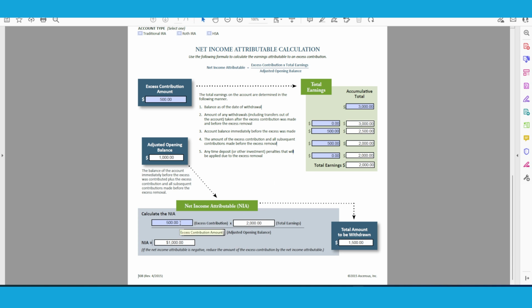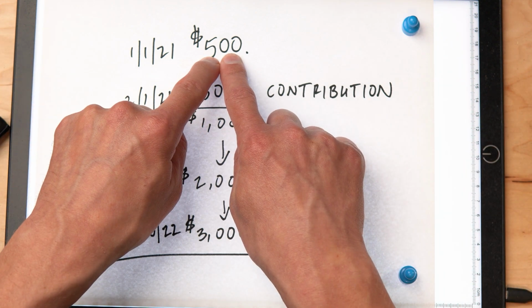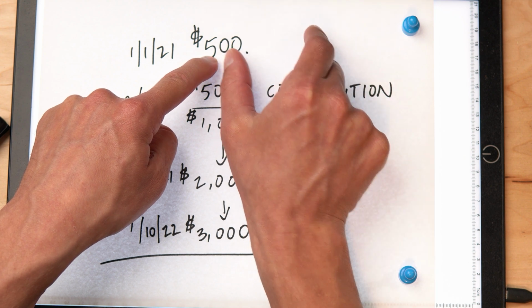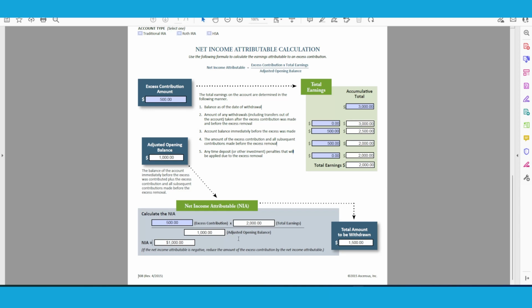So we had $500 for the excess contribution, and $2,000 was our total earnings, and $1,000 was our adjusted opening balance. So just one more time, $500 plus you're taking all of the excess contributions and all subsequent contributions and adding it to our opening balance right back there of $500. So that's where we're getting that math from. And then we have a total net income attributable after we're doing all this math of $1,000, and total amount to be withdrawn, $1,500. Why? Excess was $500, but our net income attributable was $1,000.